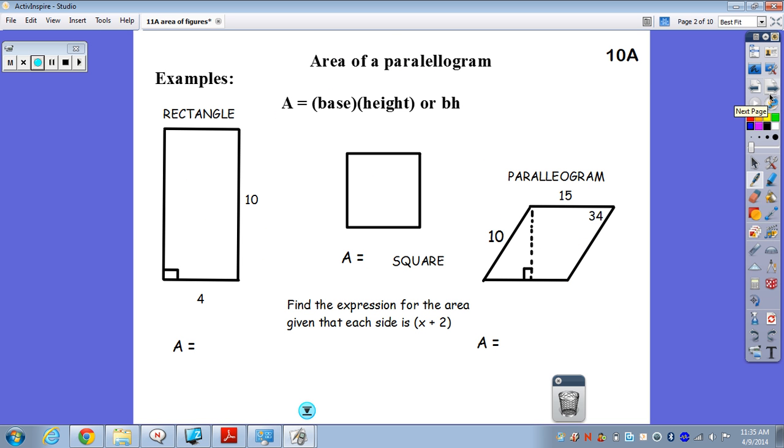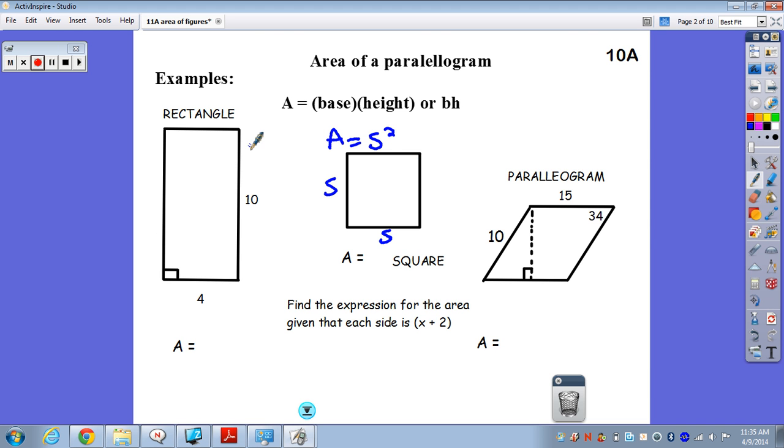So our second shape is a parallelogram. Now, a rectangle, a square, and a parallelogram are all different types of parallelograms. So for all of these shapes, it's base times height. For a square, a lot of times we say the area is s squared because the sides are equal, so the side times the side gives me side squared.